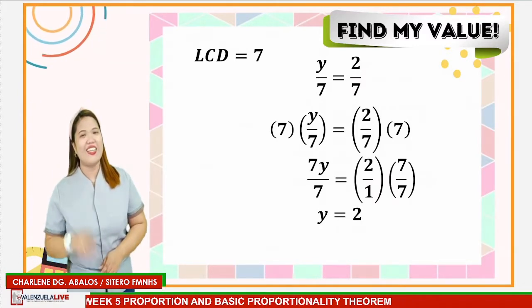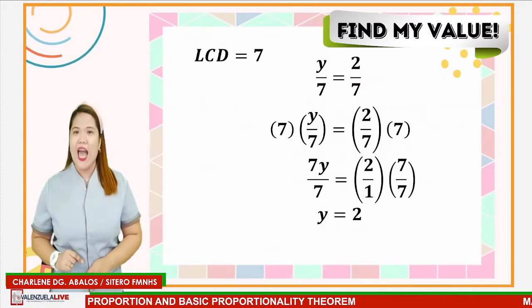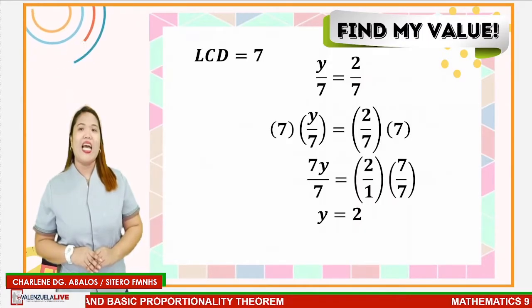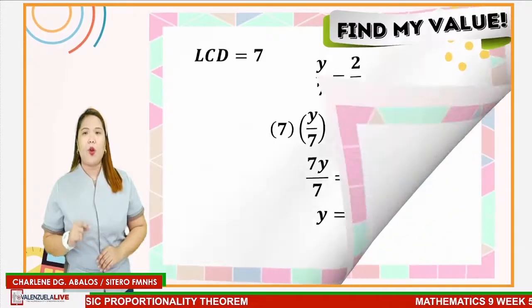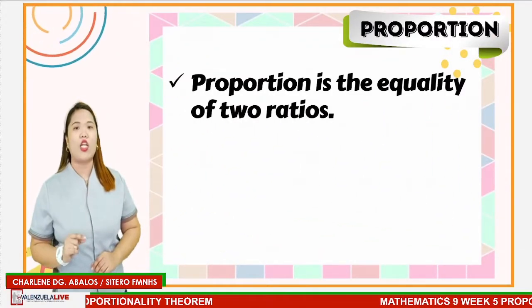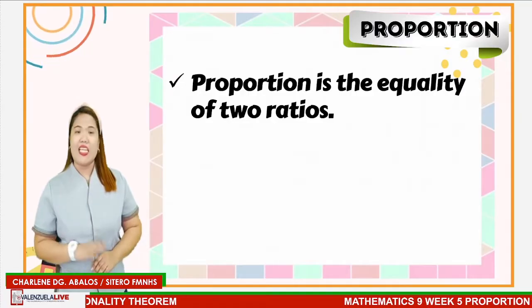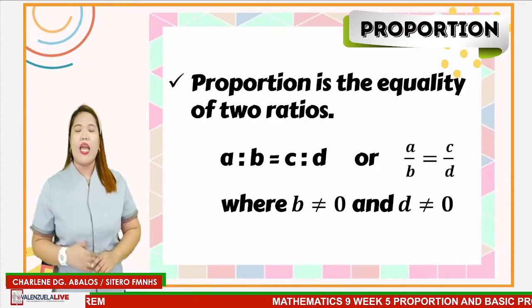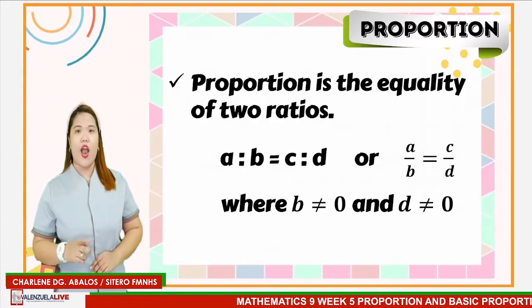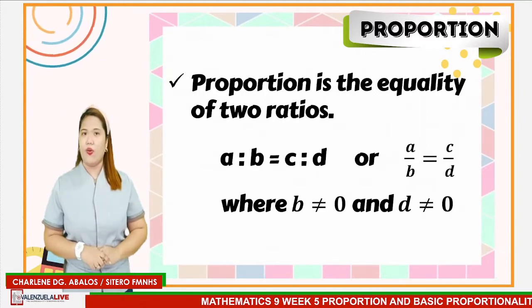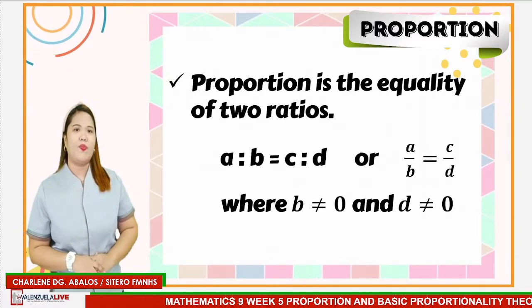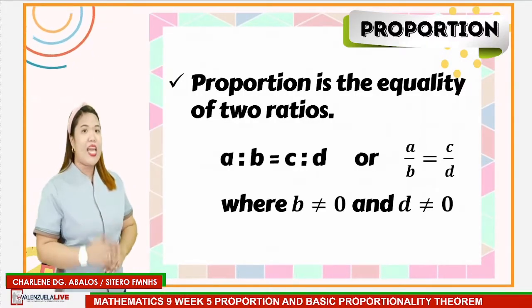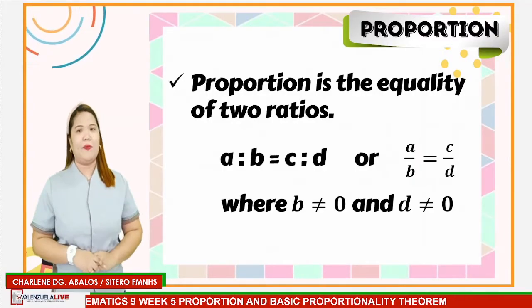Good job, students! The knowledge and skills will help you in understanding proportion and the theorems related to it. As stated in your ADM, proportion is the equality of the two ratios. In symbols, a is to b equals c is to d, or a over b equals c over d, where b is not equal to 0 and d is not equal to 0. The given proportion is read as a is to b as c is to d.